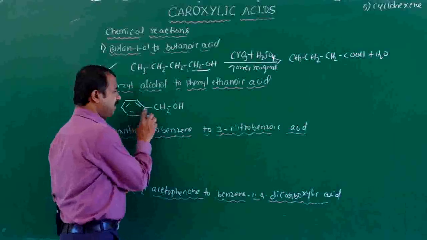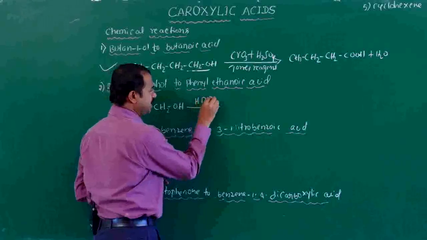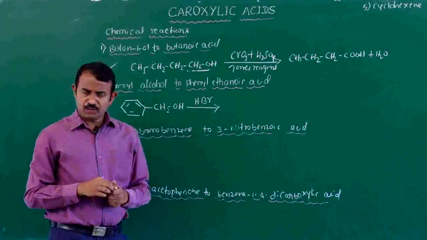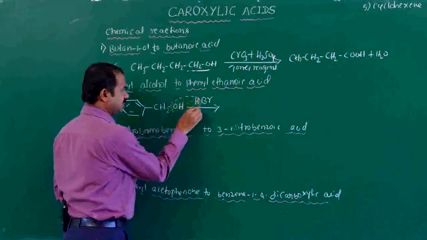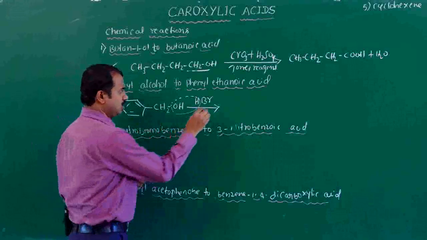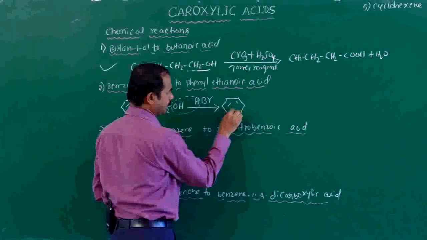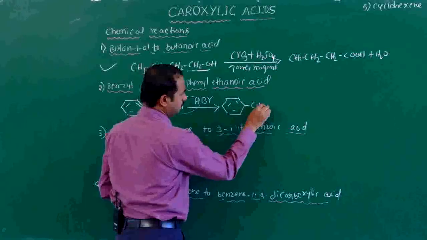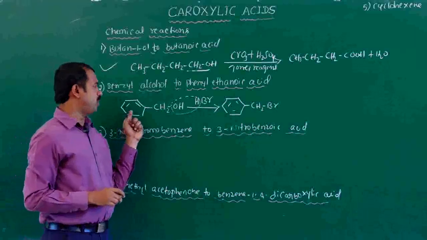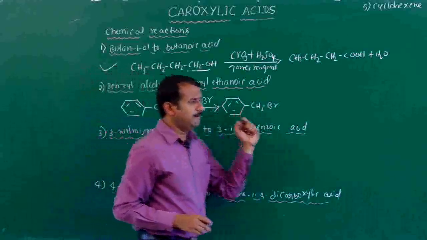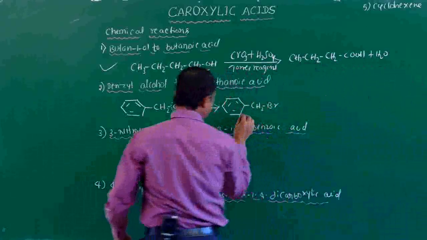When benzyl alcohol reacts with hydrogen bromide, a substitution reaction occurs to form benzyl bromide. Benzyl alcohol is converted to benzyl bromide. Next, this is benzyl bromide.